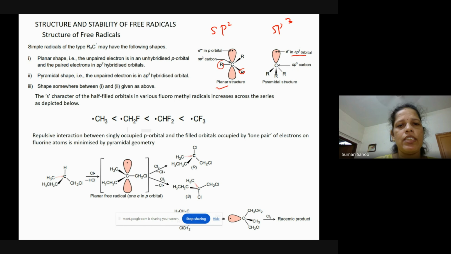As you can see, when we replace hydrogen with fluorine, the s character of the carbon increases. That means the s character of the half-filled hybrid orbital increases across the series as depicted below. So if this is sp3, then the s character increases and it can be sp2. So depending on the substituents, it can be a planar structure or a pyramidal structure.